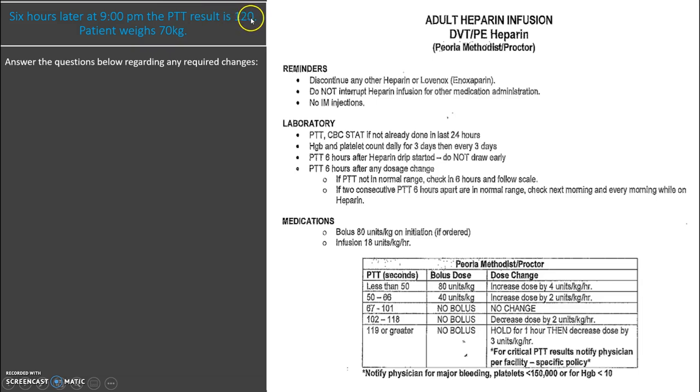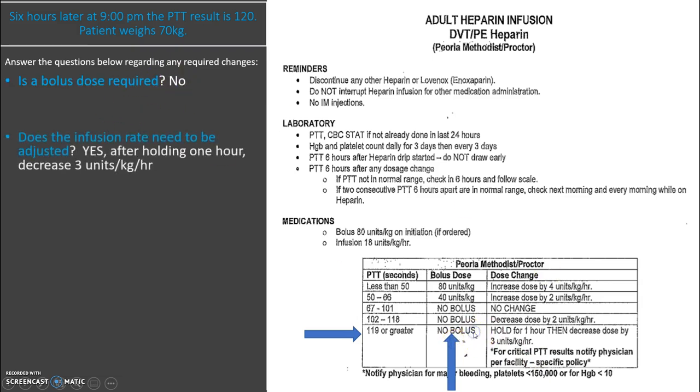Your PTT result is 120. So that is way high. You're at 119 or greater. So we know we're going to need to hold off and slow this down because our bleeding time is too fast. So we're at 119. No bolus. We do not want to give our patient a bolus. Is the bolus required? No, because our bleeding time is too fast.